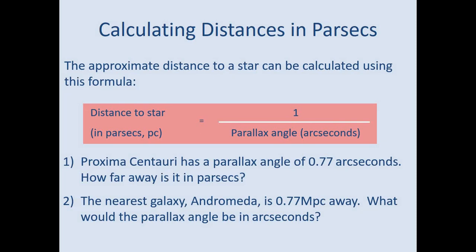Okay, hopefully these are the answers that you got. 1.3 parsecs, remembering to round to 2 significant figures, and then MPC means exactly what we think it does: mega parsecs. So 0.77 times 10 to the 6 parsecs. So your parallax angle is, well, I won't read out all the zeros.